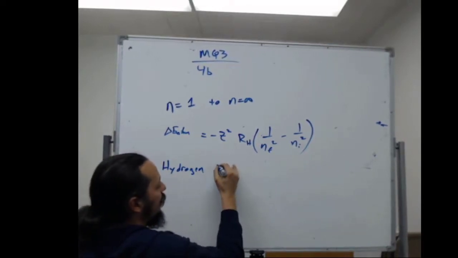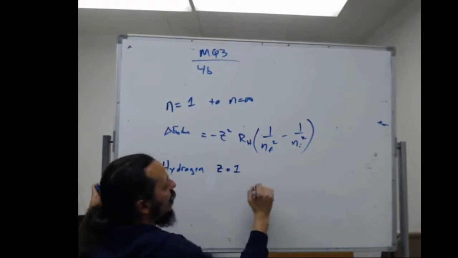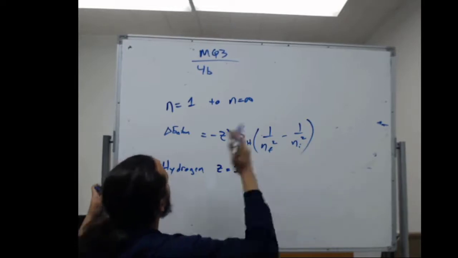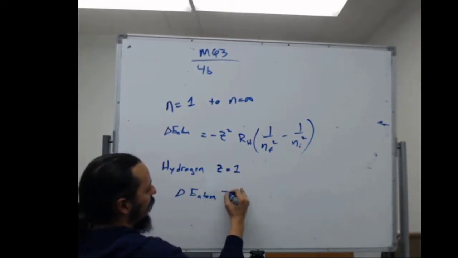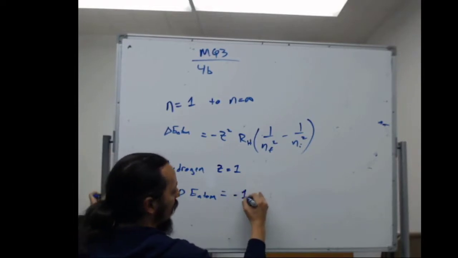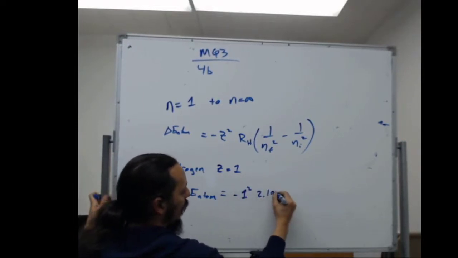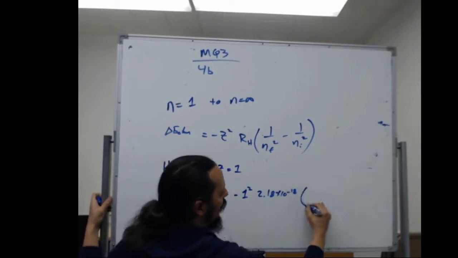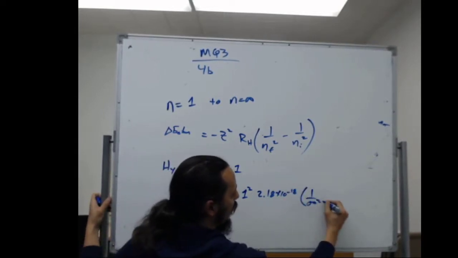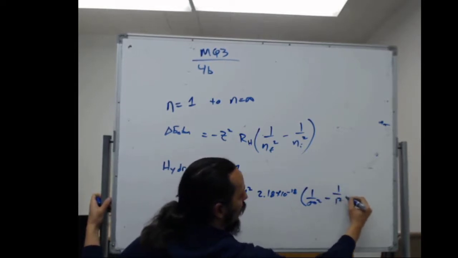So it's hydrogen, which means Z equals 1. And we can start plugging things in. Our change in energy for the atom is going to be equal to negative 1 squared times 2.18 times 10 to the minus 18 joules times our final, which is 1 over infinity squared, minus 1 over 1 squared.